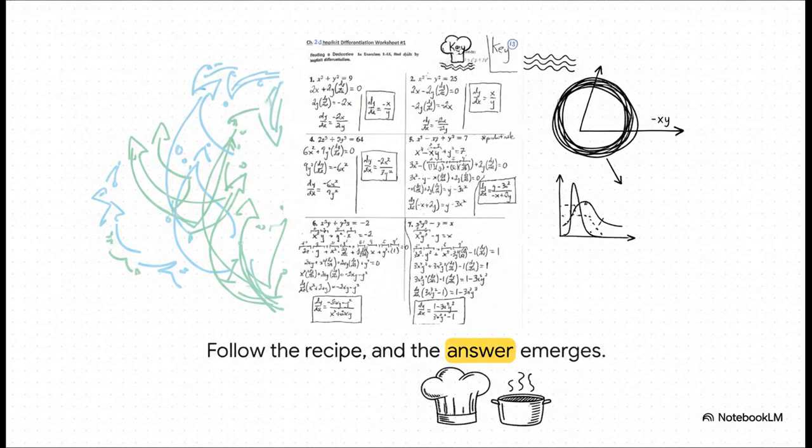So look at how this works. The derivative of x squared is just 2x. Easy. The derivative of y squared is 2y, but since it's a y term, we attach our dy/dx. And the derivative of the constant, 9, is just 0. After that, we do a little bit of rearranging and we get our final answer. dy/dx equals negative x over y. That is an incredibly powerful formula for the slope at any point (x, y) on that circle.